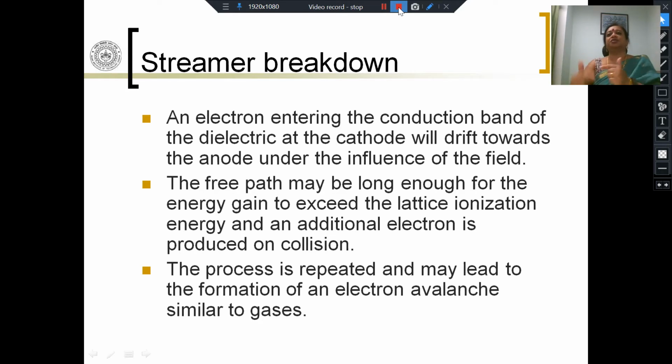So you continuously need to have these collisional processes in a large number of collisions, and as a result you have an electron avalanche being created in a manner very similar to gases, and this avalanche leads to breakdown. Now you can well imagine that this is very unlikely and requires very large energy. So again, this is not a process which you commonly encounter in practice.